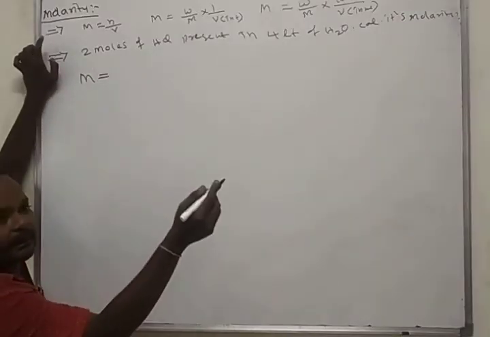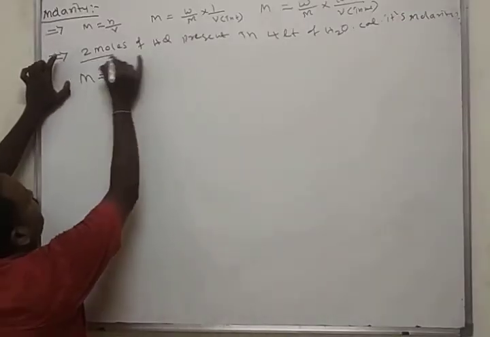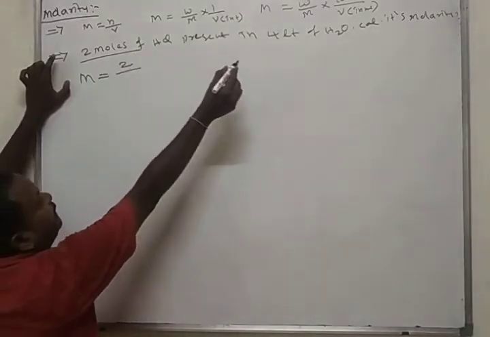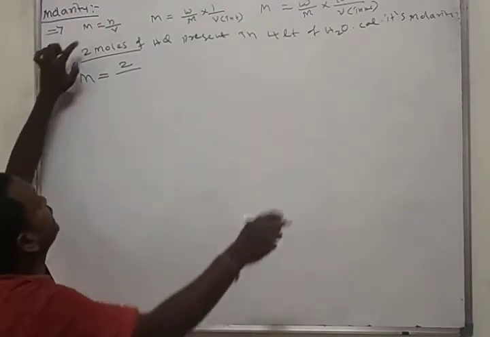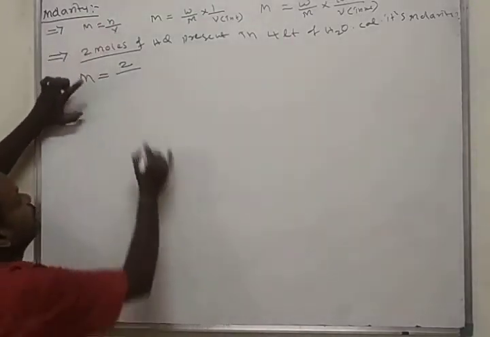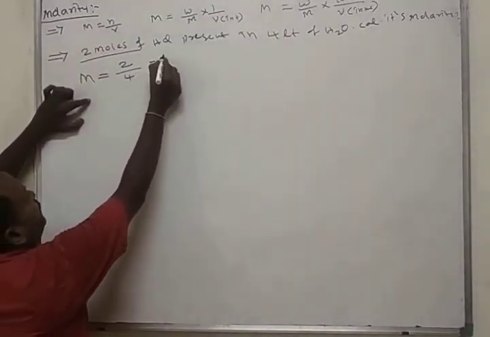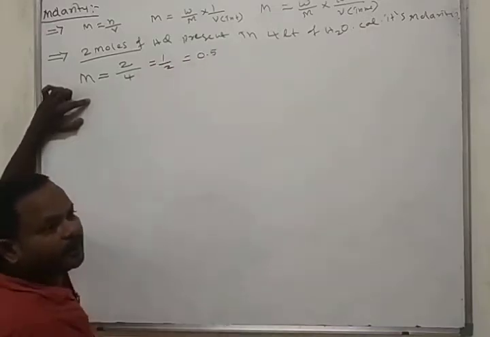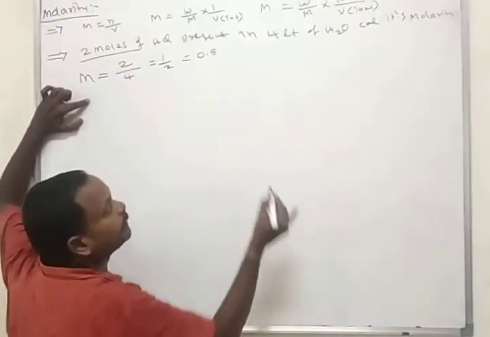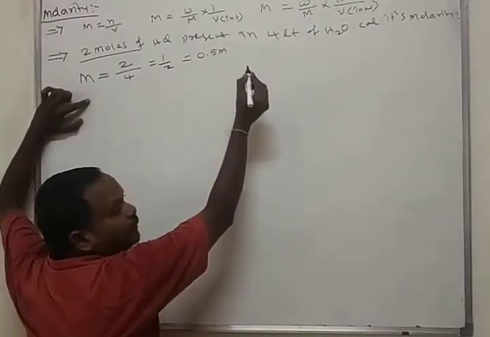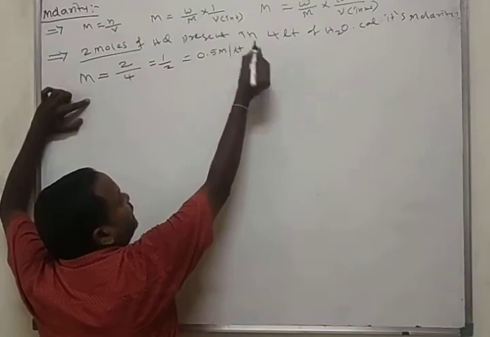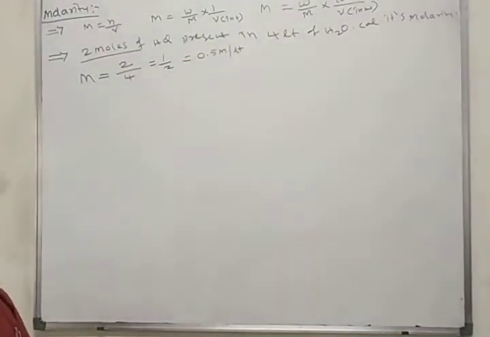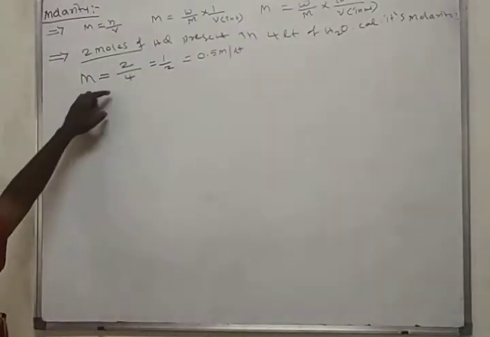What is N? The number of moles, which is 2 moles, present in 4 liters. The value is in liters, so write 4. 2 by 4 means 1 by 2, which is 0.5. What are the units? Moles per liter. This is one simple problem.